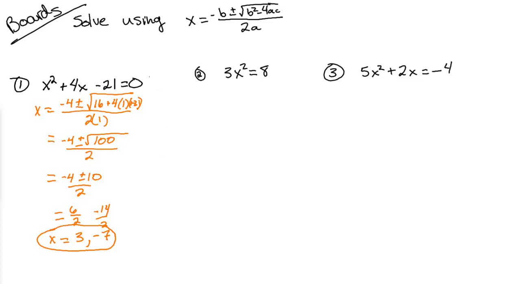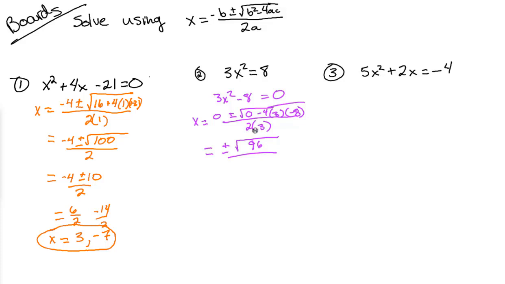All right, number 2. We've got 3x squared equals 8. Got to get it equal to 0 to use this formula. So we get 3x squared minus 8 equals 0. So a is 3. B is not in existence. It's not there. It's a 0. So we're going to do x equals negative b plus or minus square root b squared minus 4 times a times c all over 2a. Good. So we get x equals plus or minus the square root of 96 all over 6.